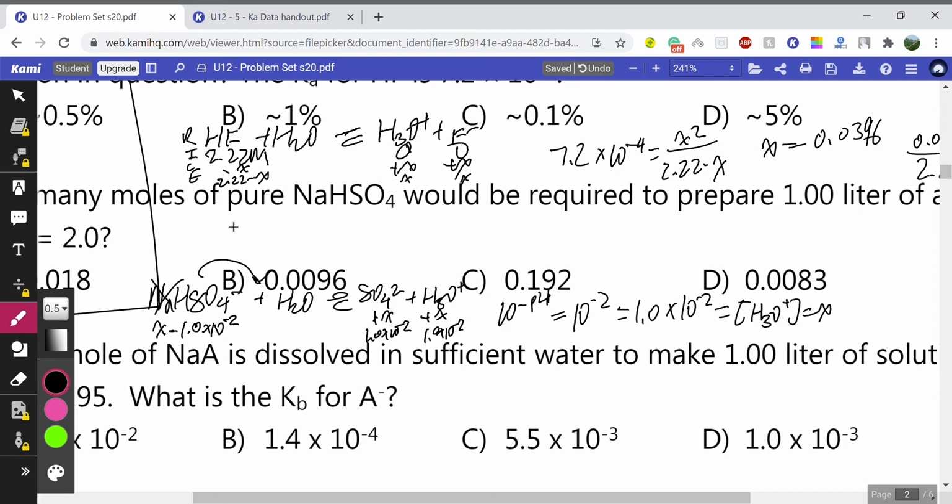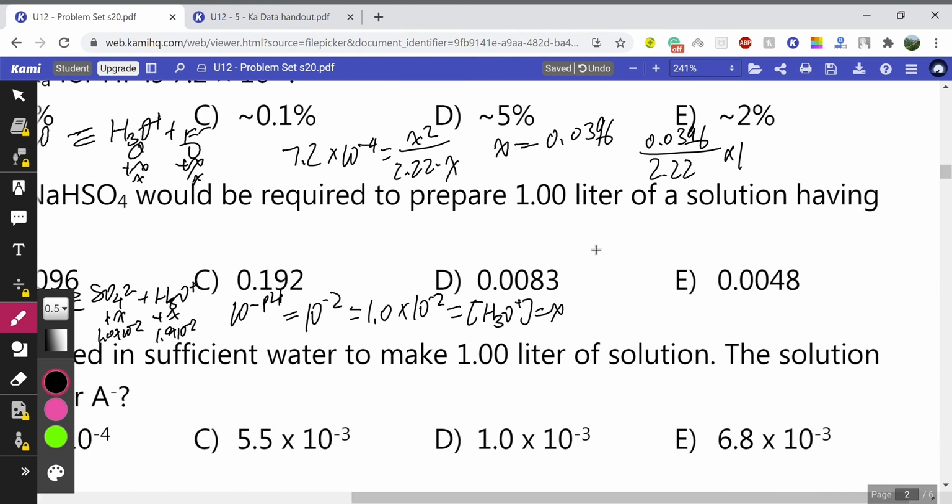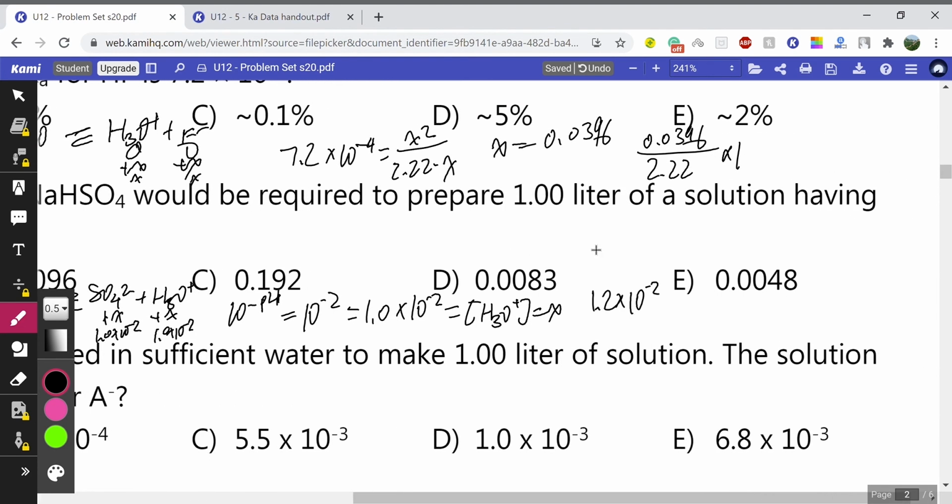So Ka2 for H2SO4 will be 1.2 times 10 to the negative second power. 1.2 times 10 to the negative 2 is equal to 1.0 times 10 to the negative 2 squared divided by x minus 1.0 times 10 to the negative second. So on top we have 1.0 e to the negative second squared. On the bottom we have x minus 1.0 e to the negative second. Subtract the 1.2 e to the negative second.